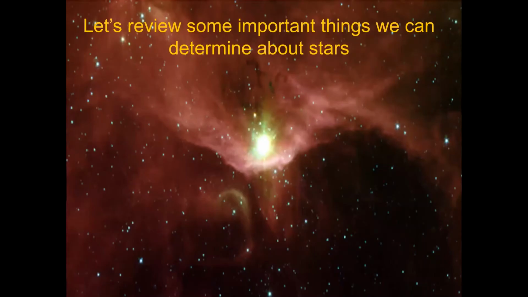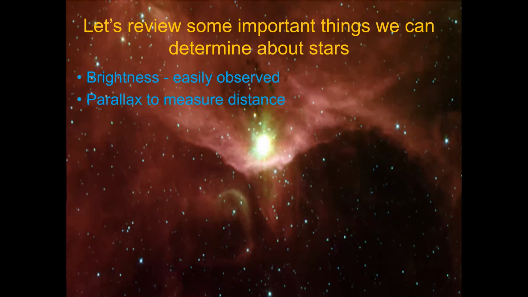I just want to recap some of the things that we can already determine about stars. Remember, brightness is what we can determine in our telescopes, easily observed by the electromagnetic radiation, the waves coming in from those stars. We can use stellar parallax to measure distance in certain cases. If we know the brightness and the distance of the star, notice from that formula over there on the right, we can get the luminosity, which is the power generated by the star at its surface.